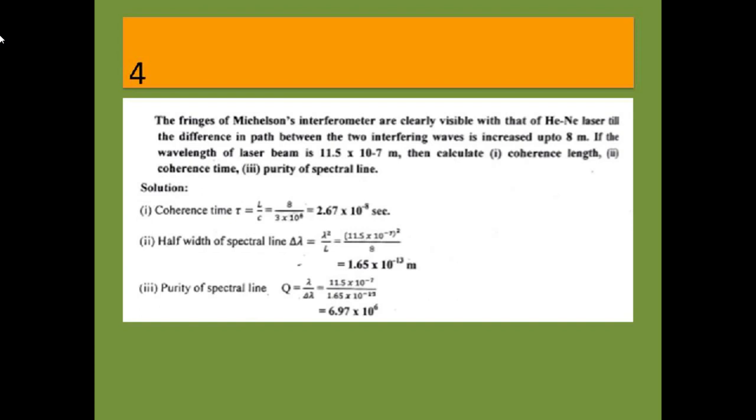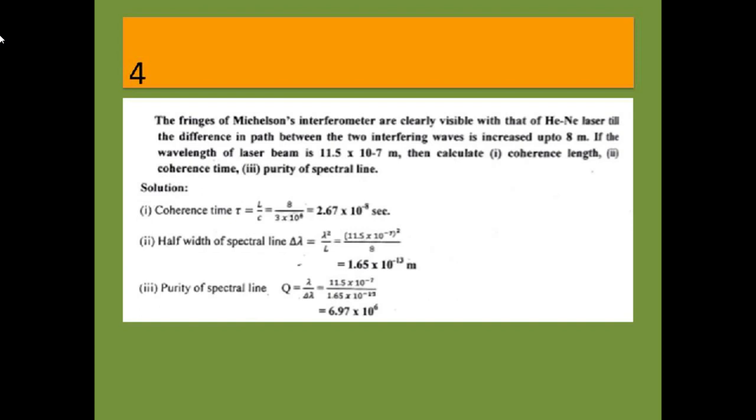The fringes of Michelson interferometer are clearly visible with that of HE-NE laser, till the difference in path between the two interfering waves is increased up to 8 meter. If the wavelength of the laser beam is 11.5 into 10 to the power minus 7 meter, then calculate the coherence length, coherence time and purity of spectral light.